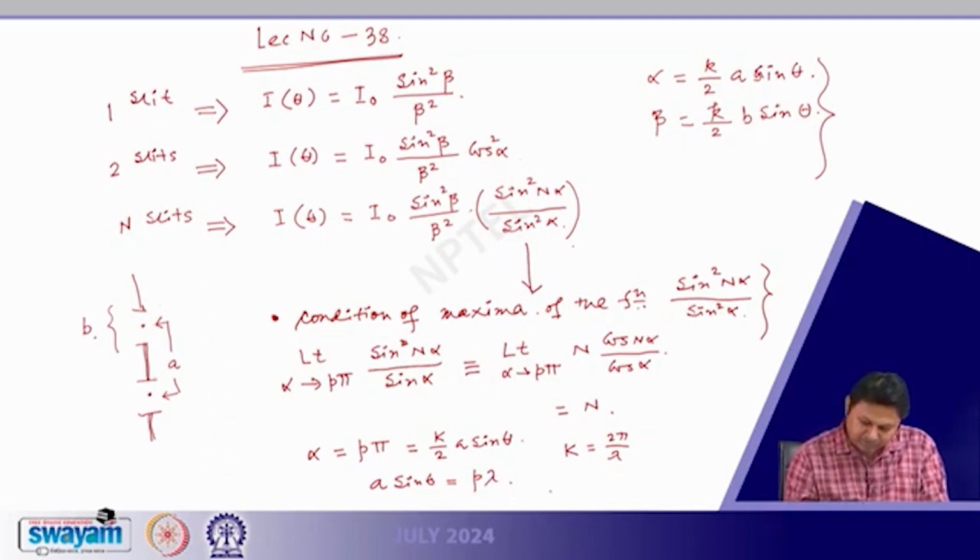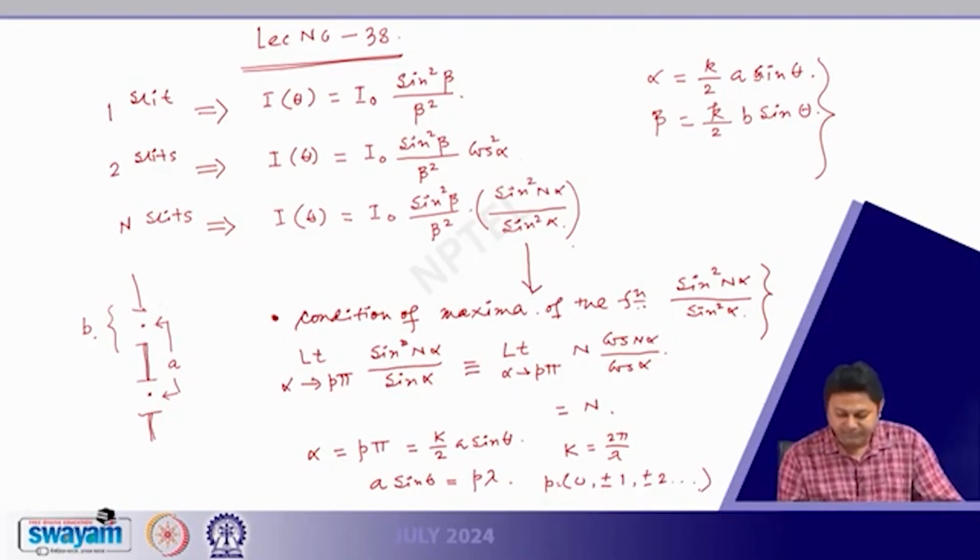That is the condition when the value of p can take 0, plus minus 1, plus minus 2, etc. So, this is the value of these angles, or if I write a sin theta is equal to p lambda, these are the values at which this function should have a maxima.